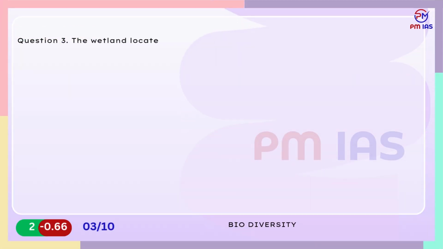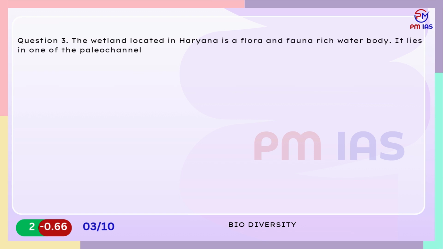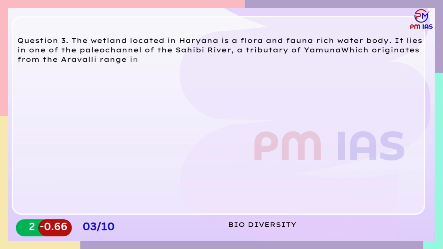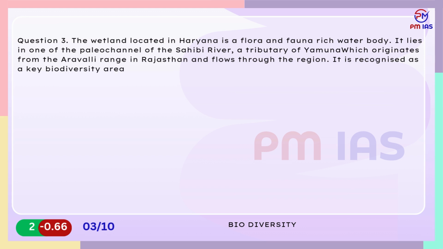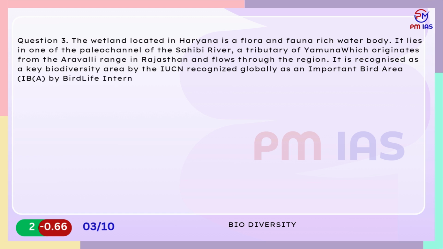Question 3. The wetland located in Haryana is a flora and fauna-rich water body. It lies in one of the paleochannels of the Sahibi River, a tributary of Yamuna which originates from the Aravalli range in Rajasthan and flows through the region. It is recognized as a Key Biodiversity Area by the IUCN, recognized globally as an Important Bird Area, IBA, by BirdLife International, but has not yet been declared a protected wetland by the Government of Haryana.